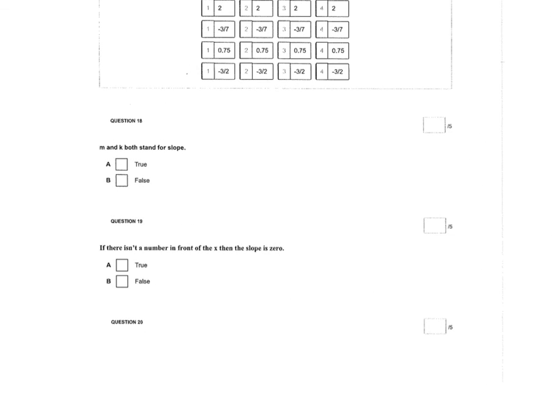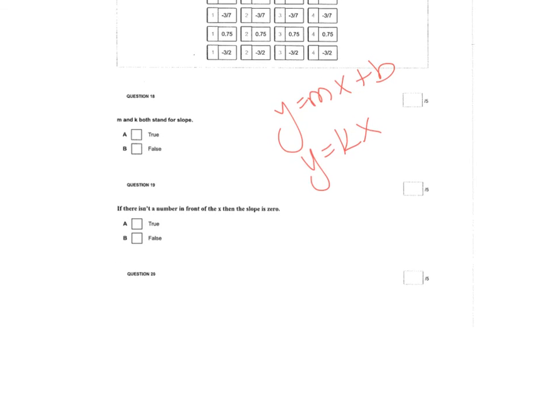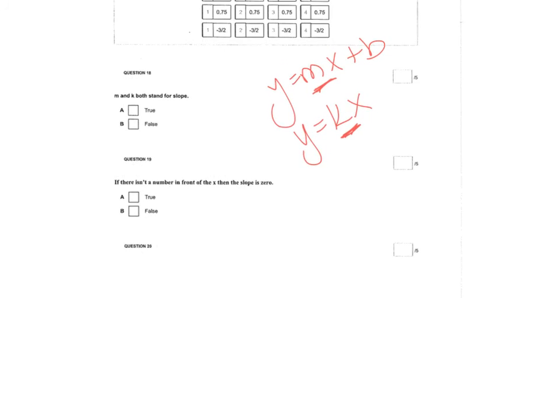And then you got some true or false. M and K both stand for slope. I don't know if it was covered in the notes. I'm not sure. But M, we know, stands for slope, and our y equals mx plus b. But there's also a formula that looks like this, and a lot of times they use the words constant of proportionality or constant rate of change. And that's what the K means, but it's the same. It's all slope. That means M is slope, K is slope. They use so many different words for slope, but it's the same.